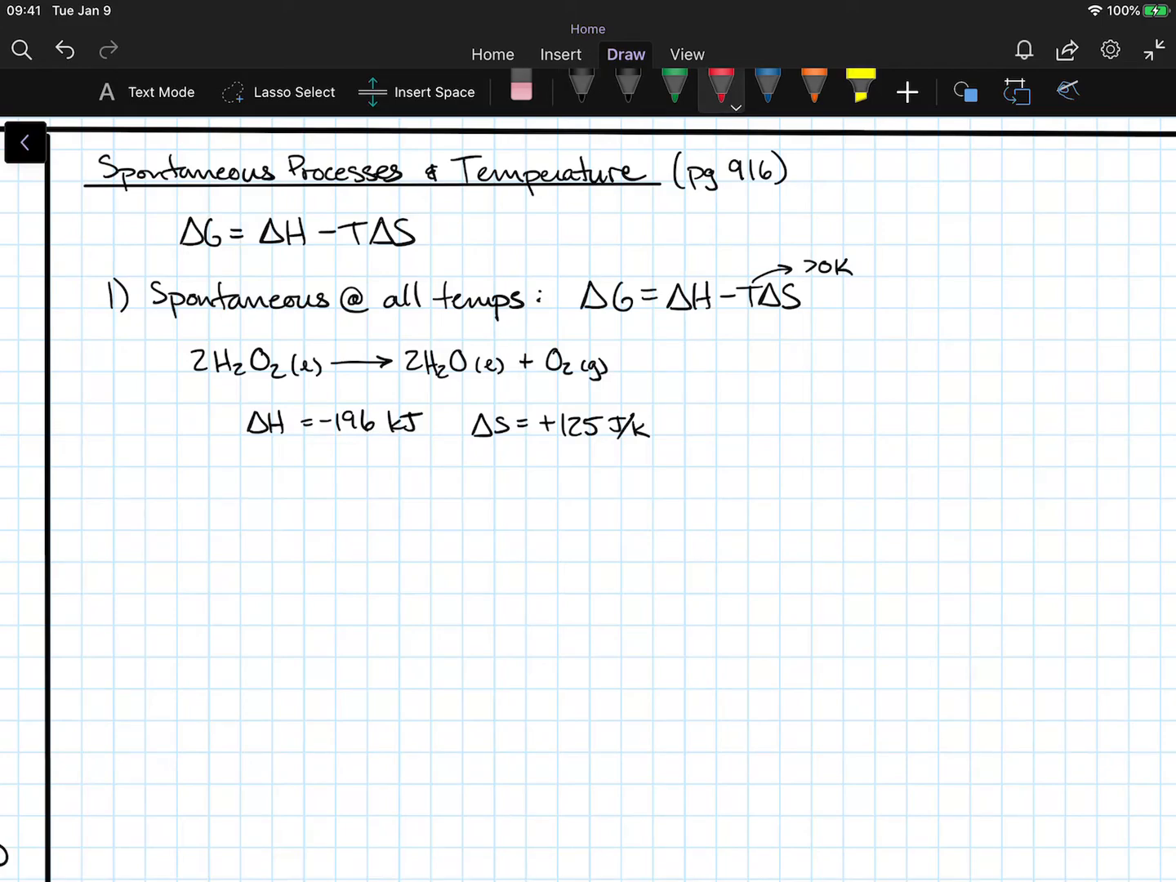So if we go back up to our delta G equation, we have a positive delta S and a negative delta H. So we have negative minus a positive, so this whole term becomes negative. No matter what the temperature is, it could be 1 Kelvin, it could be 1,000 Kelvin, delta G is only going to get more negative. So this is an example where it's spontaneous at all temperatures because delta G is always negative. It has to be greater than 0 K obviously, but anything greater than that, 1 K, 1000 K, is still going to produce a negative delta G, so it's always going to be spontaneous.